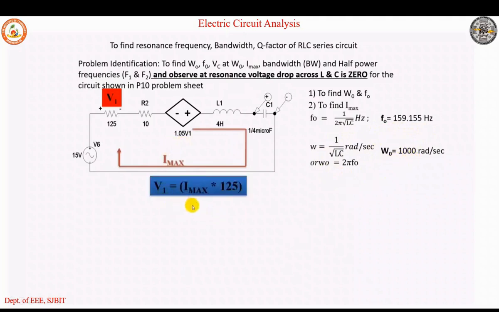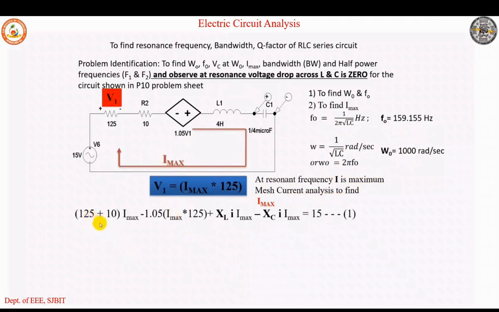By observing this, we can correlate V1 as I max into 125. At resonance frequency the current is maximum. Let us apply mesh analysis to find the current I max. Assuming KVL with current in the clockwise direction, we can write 125 plus 10 I max minus 1.05 V1. What is the value of V1? Substitute V1 as I max into 125, then plus XL into I max minus XC into I max is equal to 15. This is just a normal mesh equation that we have applied.